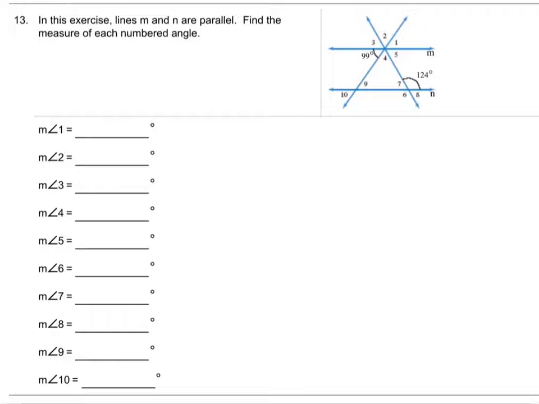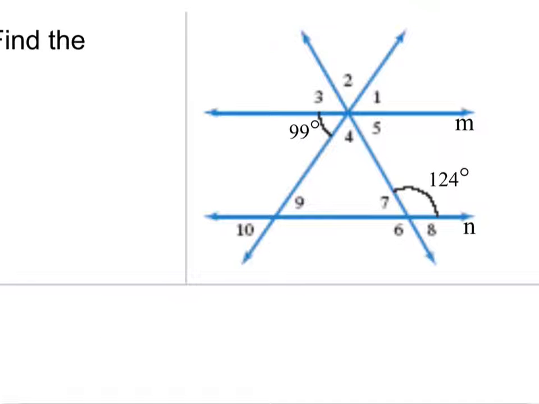Number 13, let's get a little bigger picture here. There's number 13. On number 13, they basically want us to find all those angles everywhere in that picture. So how can we do that? You know that 1 is 99 degrees. Good. Let's start there. We'll just start reasoning out all the things we know.